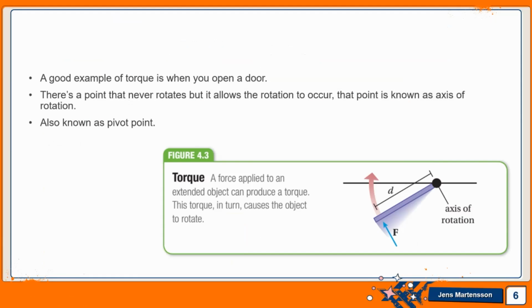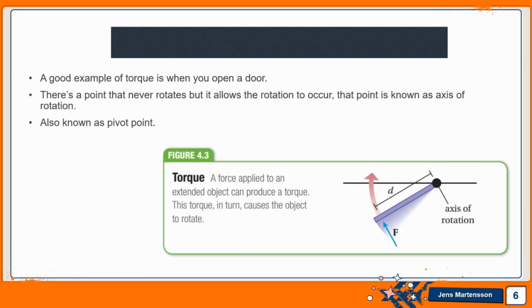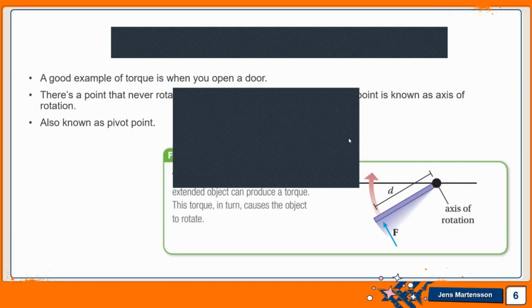A good example of torque that we do every day is when you open a door, okay? Now, there is a point that is never going to rotate, but this point is going to allow rotation to occur. That point is known as axis of rotation, also known as the pivot point, okay? So take a look in here. We have a door. You don't see that because you just see a line and a point in the end, but that's a door. It is an upper view, okay?